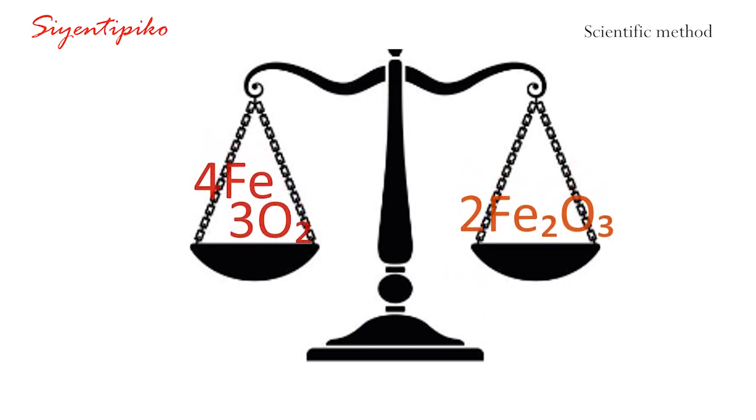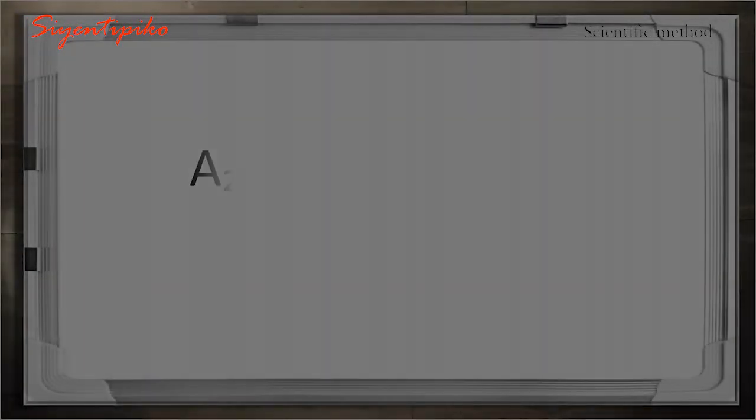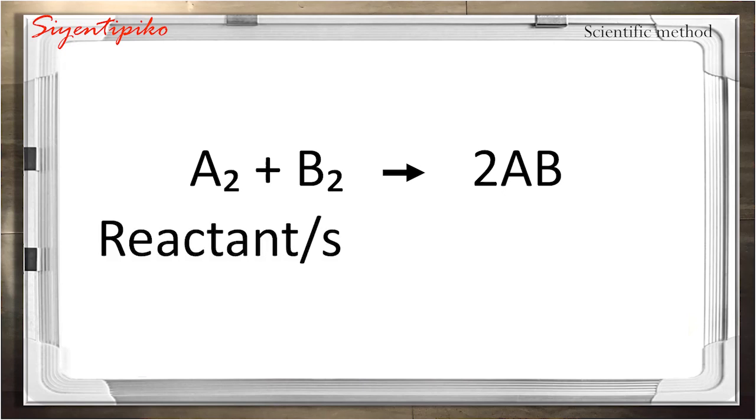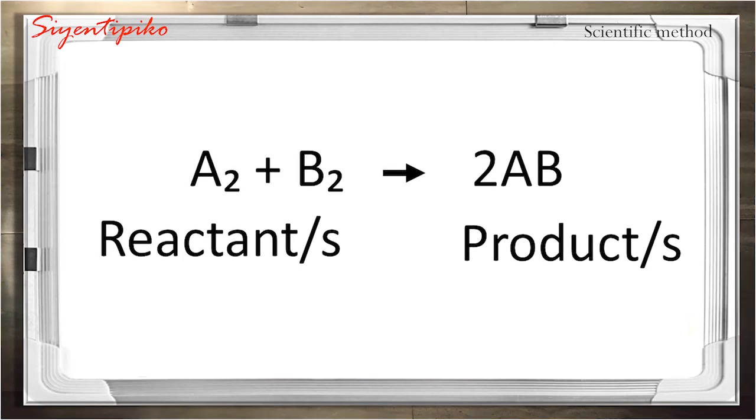Let me show you the chemical equation now. Chemical equations, by the way, are symbolic representations of chemical reactions in which the reactants, which are on the left side of the equation, and the products, which are on the right side of the equation, are expressed in terms of their respective chemical formulas. This will be discussed in the upcoming videos. For now, let's go back to the example.